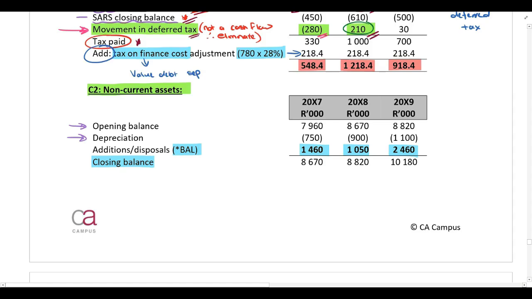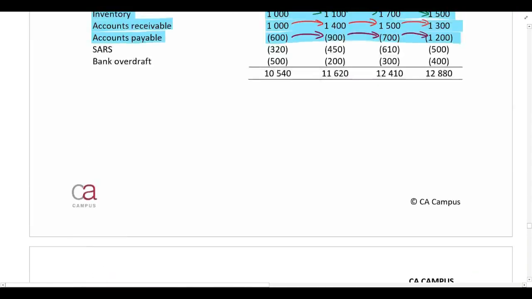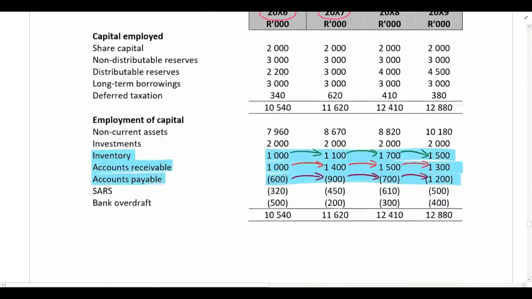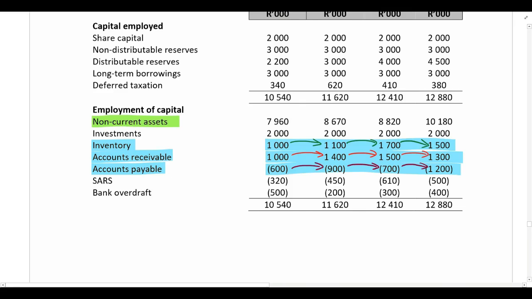So where do I get all of this information from? Go back to your statement of financial position. Here's my non-current assets. So there's my closing balance for 20x7, 20x8, and 20x9. Remember, if I want the opening balances, you just take the closing balance of the previous year. So the closing balance for 20x6 is the opening balance for 20x7. The closing balance for 20x7 is the opening balance for 20x8. And the closing balance in 20x8 is the opening balance in 20x9. So that's where my balances come from.